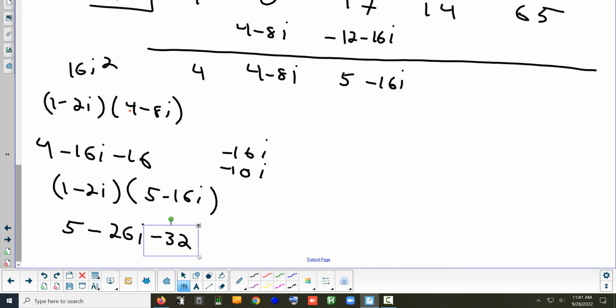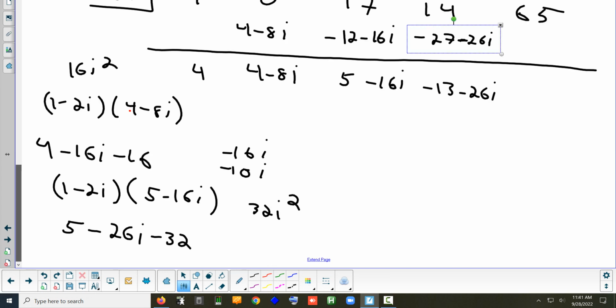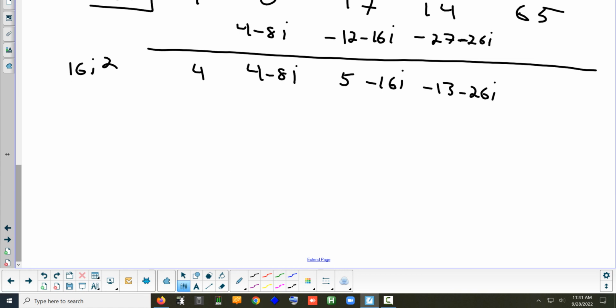Question? So yeah, negative 2 times negative 16 is positive 32. But then the i times i is i squared, which becomes a minus 32. So 5 minus 32 was how much? Negative 27. And it was negative 26i. Yeah. Okay, what's 14 plus negative 27? Negative 13. And now, this last step, we should get negative 65 right here. The i should disappear. All right, let's see.